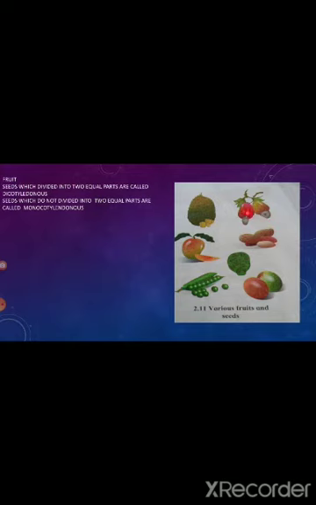So now we are going to learn about fruit. There are various fruits and their seeds. So here I write the definition of dicotyledonous and monocotyledonous. Seeds which divide into two equal parts are called dicotyledonous, and seeds which do not divide into two equal parts are called monocotyledonous. So you will say all seeds can divide into parts, so all are dicotyledonous? No. What I said is that there should be two equal parts.